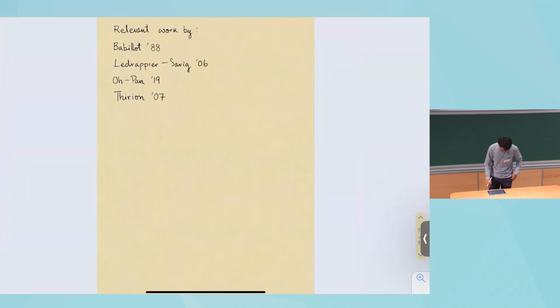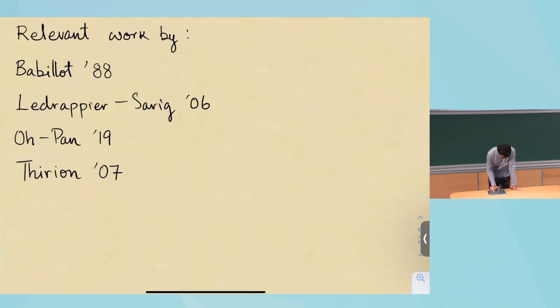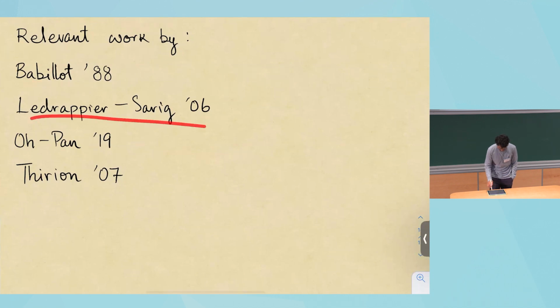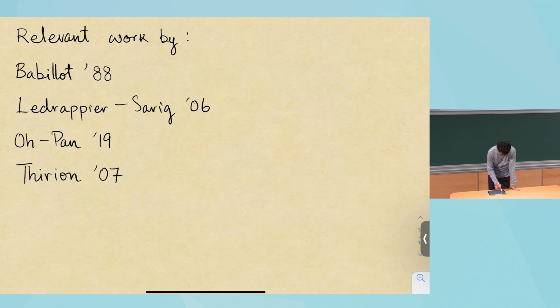Okay, so I'll end with this. Relevant works in this kind of analysis: the relevant work is by Babillot, then Ledrappier-Sarig, Oh-Pan, and Thirion. So it's a similar kind of analysis as these works. Thank you for your attention.